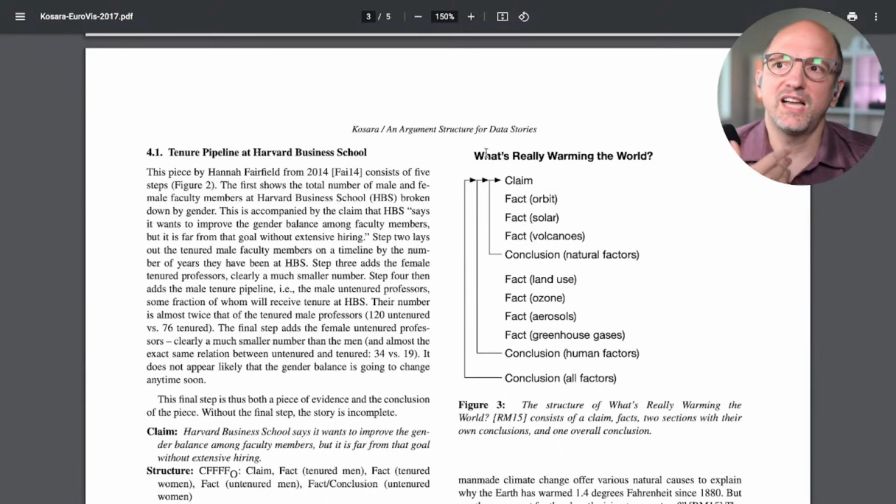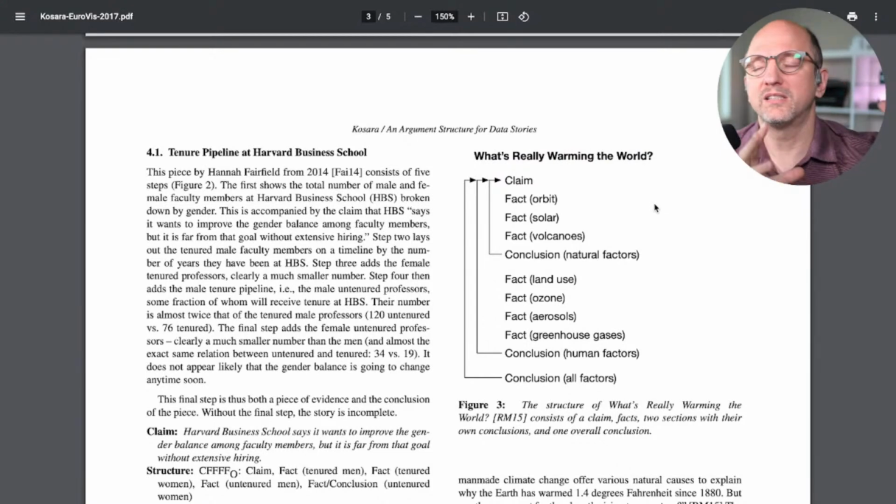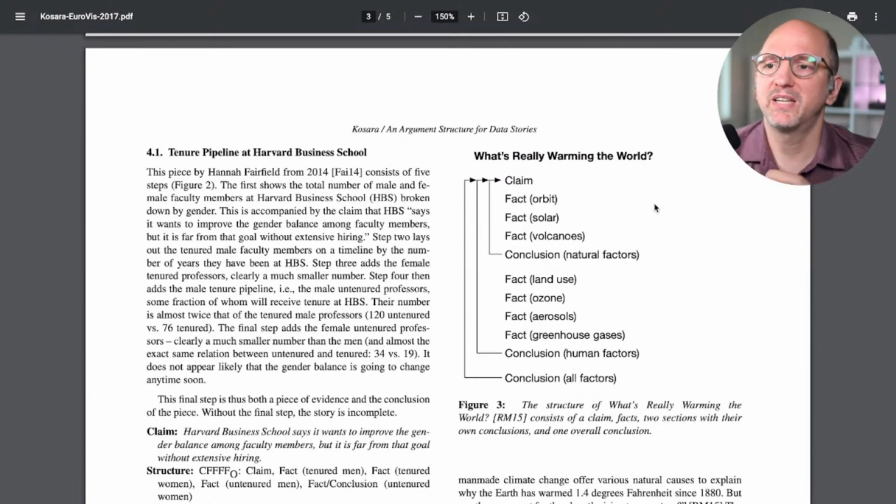So basically, this is asking a question. It's called "What's really warming the world?" And they're basically looking at models of different causes. So is it the Earth's orbit? Is it sunspots? Is it volcanoes? And then they tie those things together to say, well, no, all the natural factors taken together don't actually do enough, combined, don't have the same effect that we're seeing in global warming.